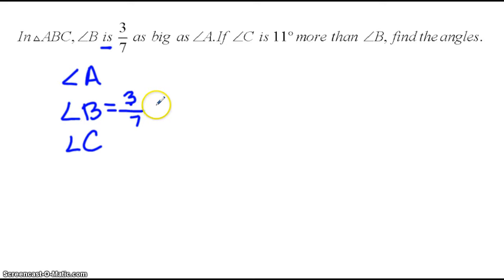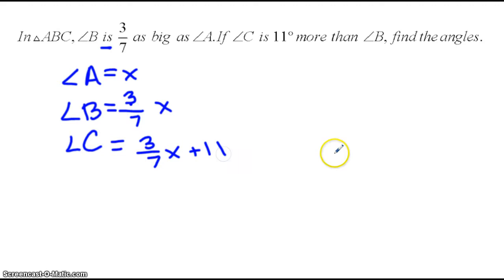And anytime you're taking a fraction of something, it's actually the multiplication of that fraction. So we're going to say 3/7 A. Well, if I just used X, that means I'm going to call angle A X. Angle C is 11 more than B. Well, here's B. B is 3/7 X. So C is 11 more than that. So we're going to take our angle B, which is 3/7 X, and we're going to add 11 to it.